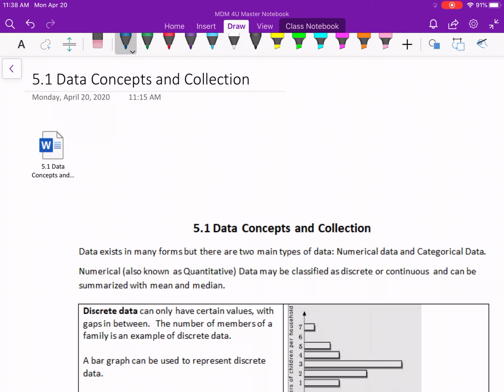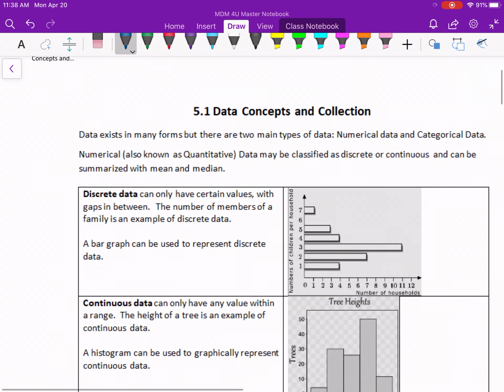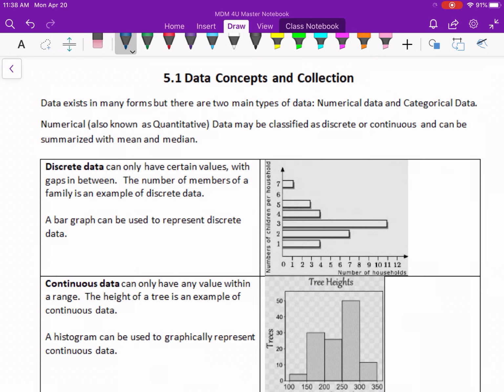So the first couple lessons are going to involve a lot of terms and concepts, not much in the way of math calculations. And then lessons 5.3 onward are going to be more calculations again to do with one variable analysis. So our first day of concepts and lessons is 5.1, data concepts and collection.